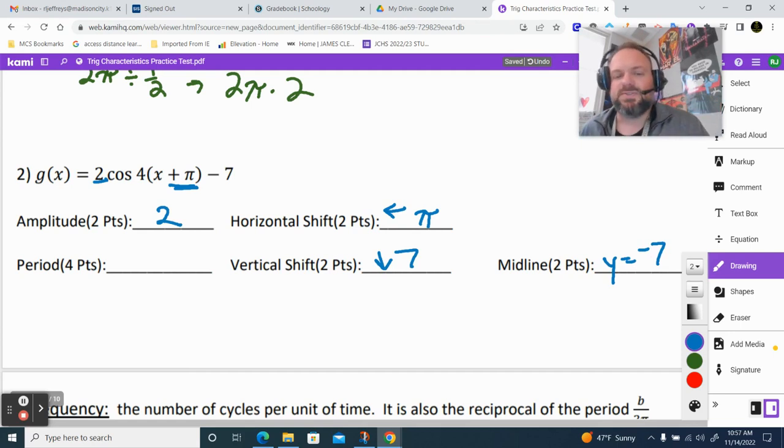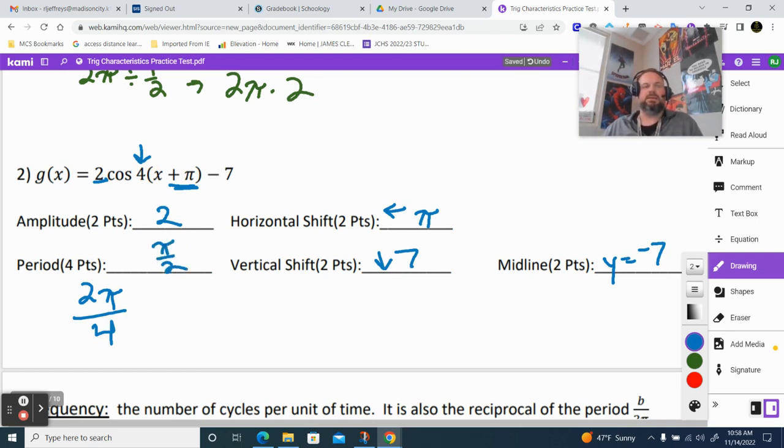Okay, this is what's funny. If you get these 4 parts right, you're going to actually end up getting a whole lot of points. And the period stuff, some of y'all did really good, some of y'all not so much. All right, so this is 2 pi over 4 because anything right here, that's our B. Well, what does that reduce down to? Very good. And that's it.